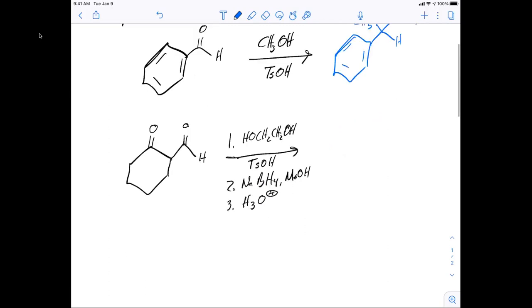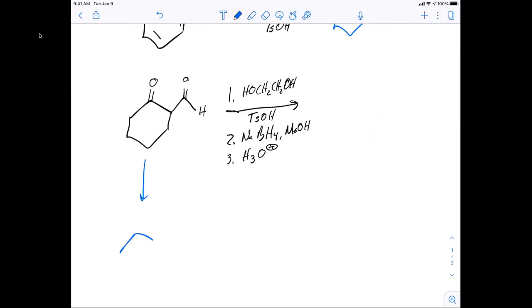On the second one, we have several stages, right? The first stage, we're going to do a protecting. We ended up in class with something similar to this one. So since the aldehyde reacts faster than the ketone, we'll protect the aldehyde first.